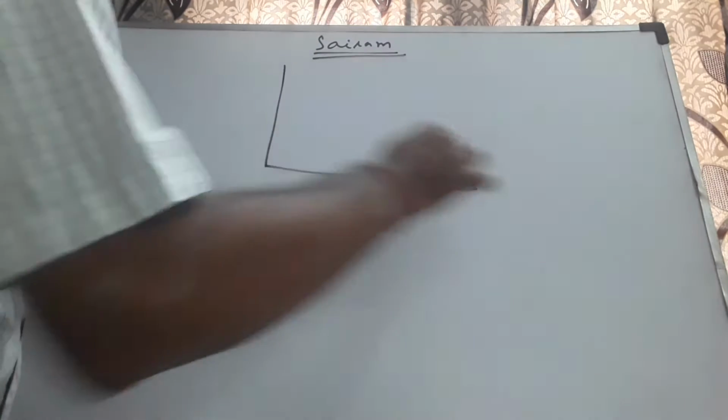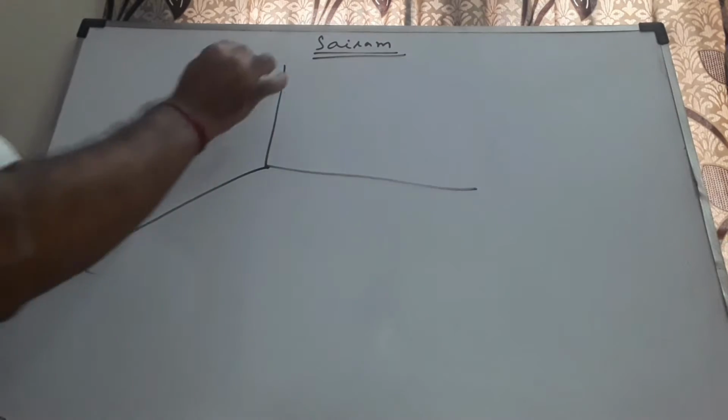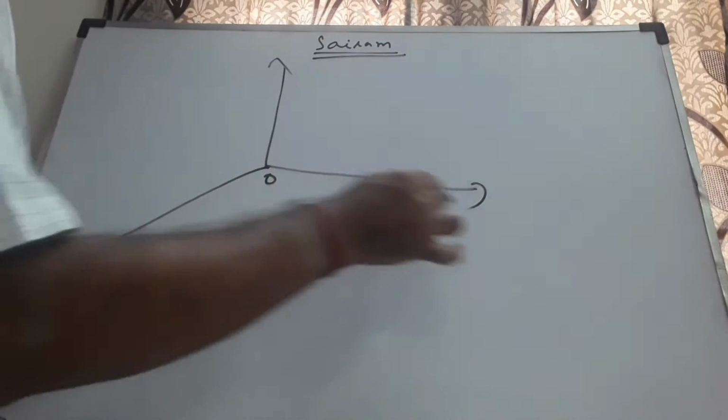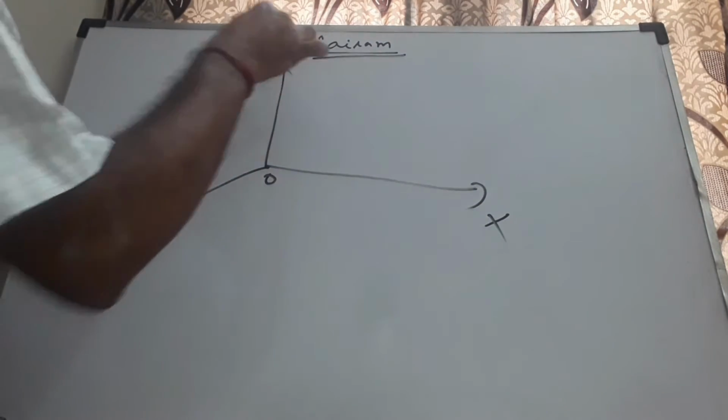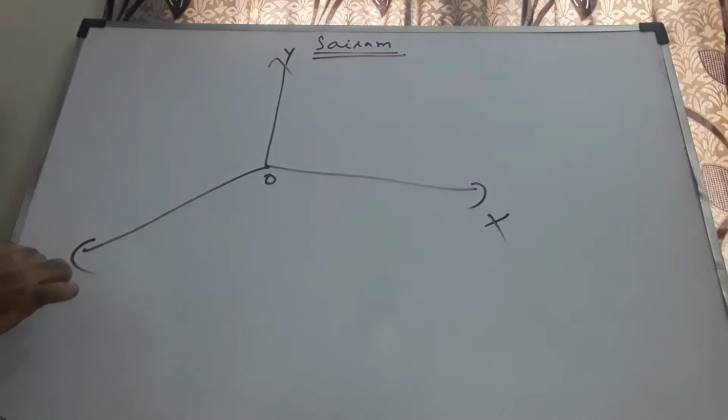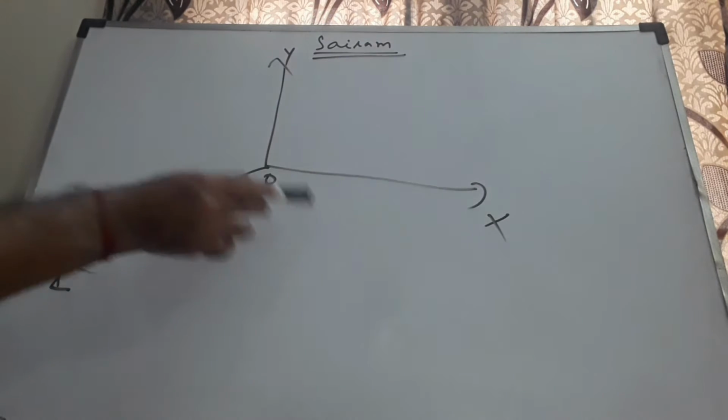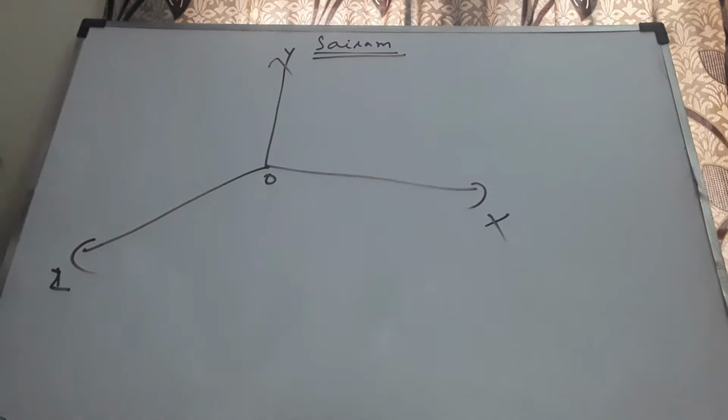We'll continue with some more concepts on 3D and vectors today. We have already seen in the previous videos, there are three mutually perpendicular axes, X'OX, YOY', and ZOZ'. I have drawn only the positive directions in fact.